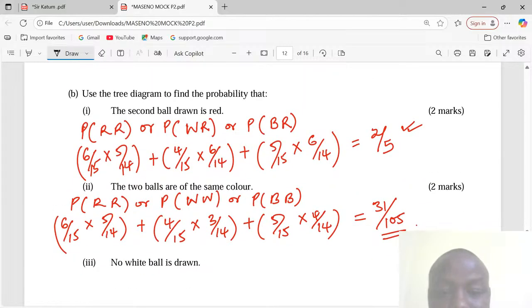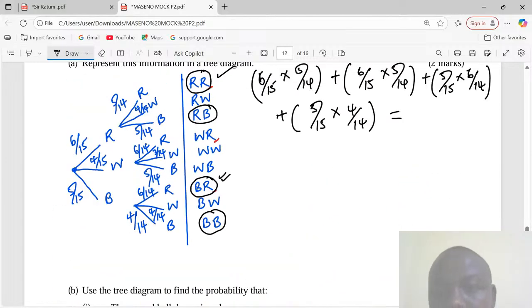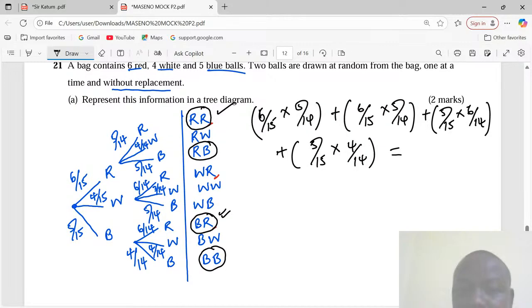Probability no white is drawn. So let's now work out this. My guys with calculators, please. We work very fast together. Don't rush too much, you might end up computing the wrong thing. Just be moderate.